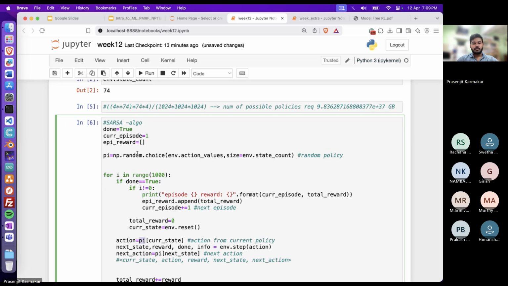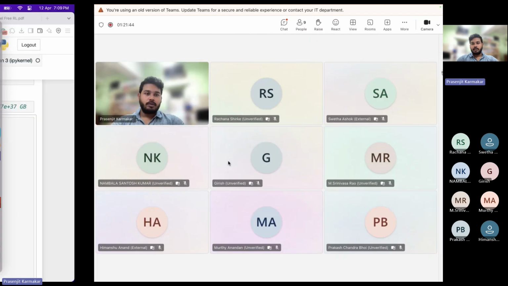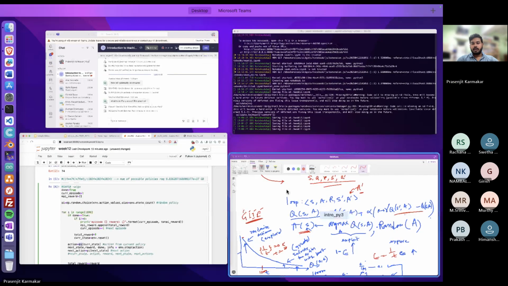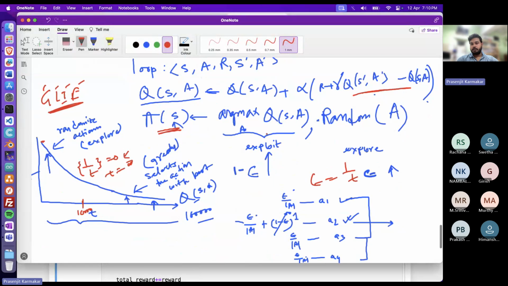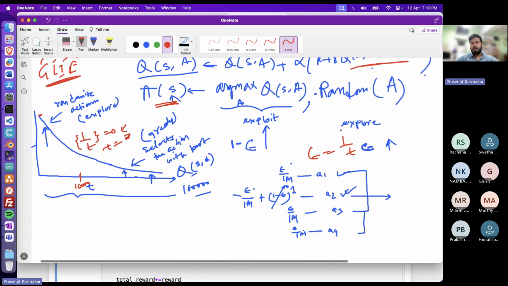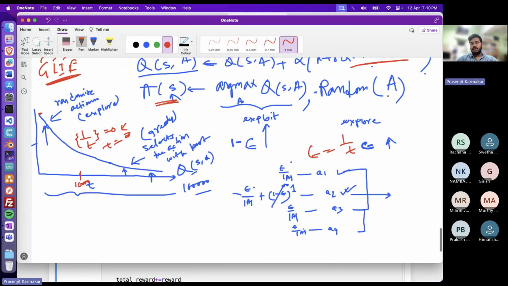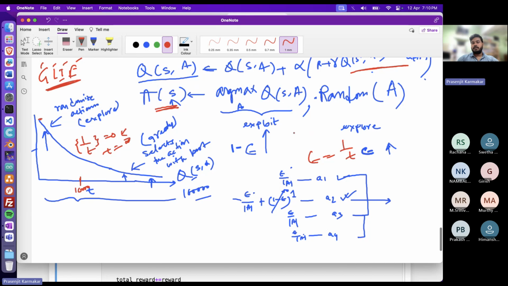So this algorithm, where is it? Here, right? With probability 1 minus epsilon we take the exploitative decision, and with epsilon probability I take random actions. This is called the epsilon greedy algorithm. The algorithm name is epsilon greedy.